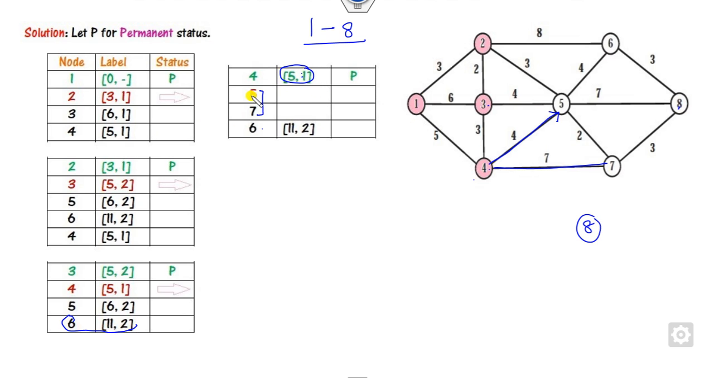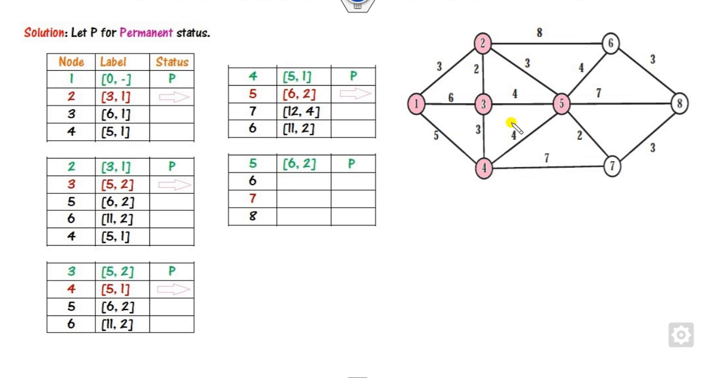4 is 5 comma 1, so you can go 4 to 5. The new distance is 4, the previous one is 5, 5 plus 4 is 9 comma 4, but the previous value is 6 comma 2, and the minimum is 6 comma 2, so I can write 6 comma 2. Similarly here, again you can see which one is the minimum, 6 comma 2 is the minimum, so I can make 5 permanent.